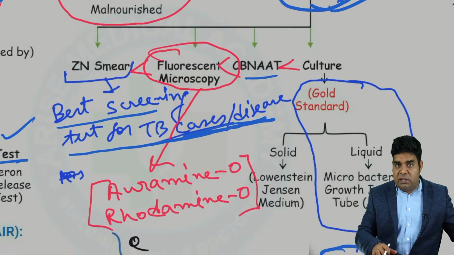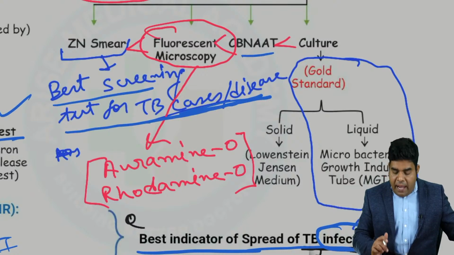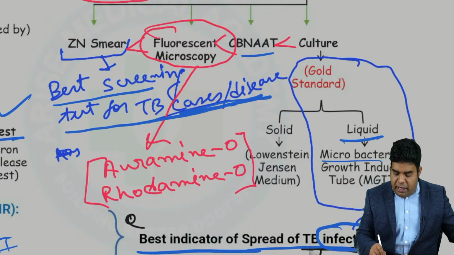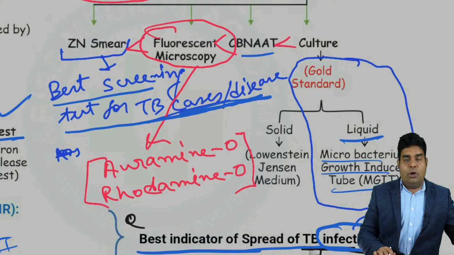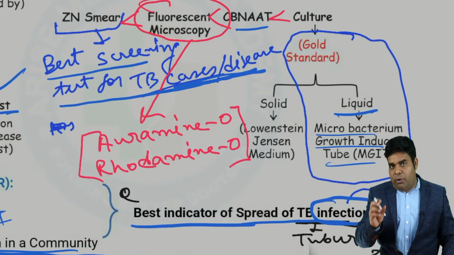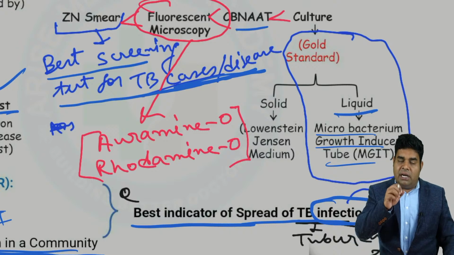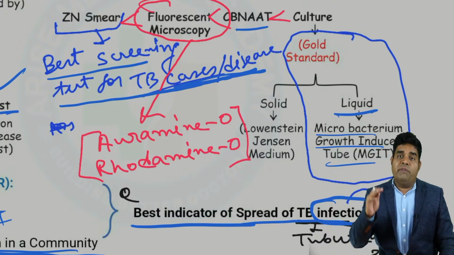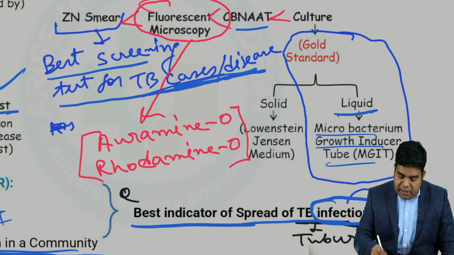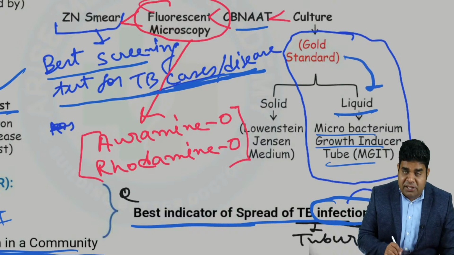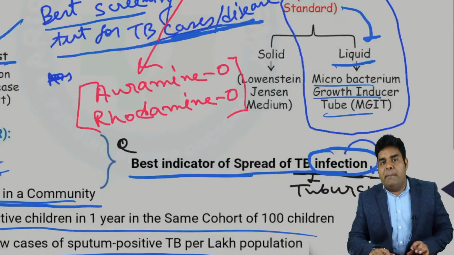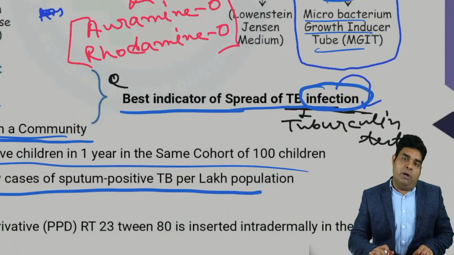Therefore, if they ask what the gold standard of TB diagnosis is, the answer will be culture in liquid medium. That is the gold standard, because in liquid medium growth occurs quickly and the growth will tell us the characteristics of the colony. So we will not overdiagnose. Gold standard is culture in liquid medium. Best screening test for cases is Z and smear. Best screening test for infection is tuberculin.